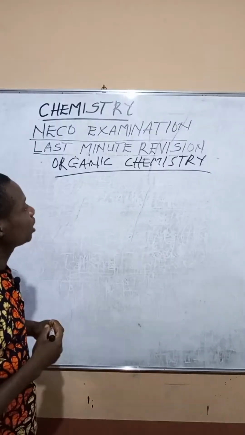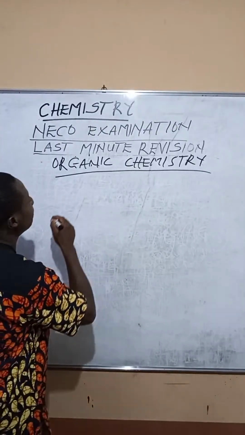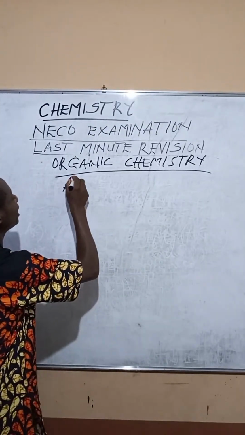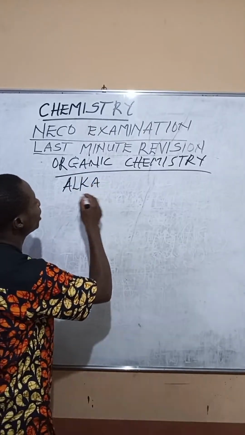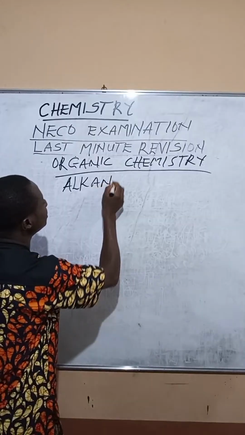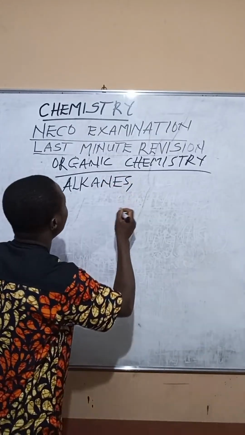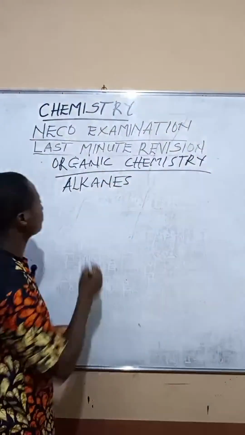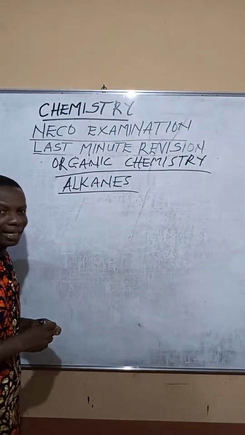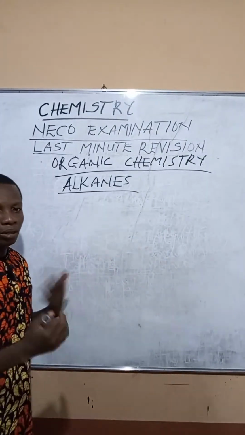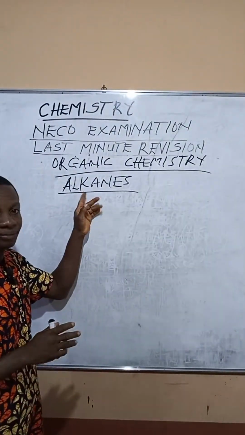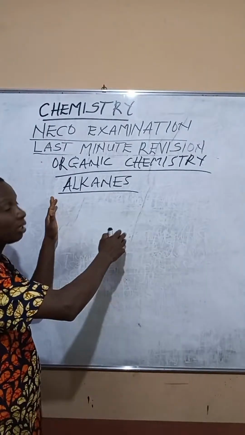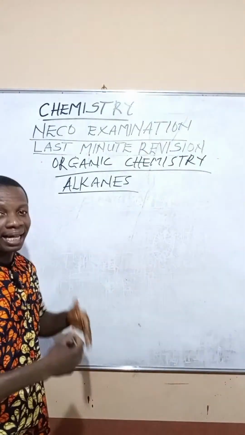Then we move to the next one, which is alkane, and alkyne. That is hydrocarbon. What do you call hydrocarbon? Alkanes. What are alkanes? We are going to look at alkanes. Alkanes are a group of hydrocarbon. They belong to a particular family. This is a family of its own. Alkanes. Then we have alkenes and alkynes.